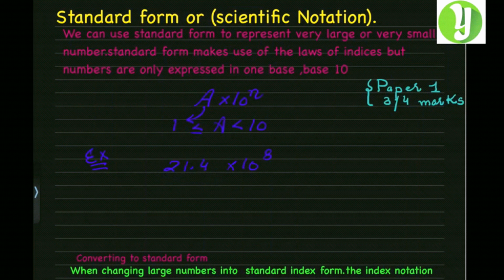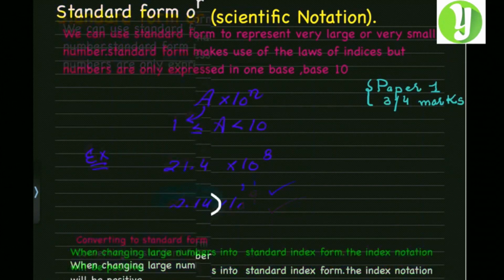So this number is not a standard form number because the first digit does not lie between 1 and 10. The second example: if we write 2.14 times 10 to the power of 9, yes, that's a standard form number because the first digit lies between 1 and 10. It's important to observe the very first digit, otherwise we can't say any number is in standard form. You have to observe the first digit. If the first digit lies between 1 and 10, then you can say it's a standard form number, otherwise it is not.